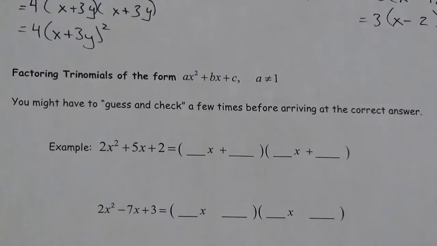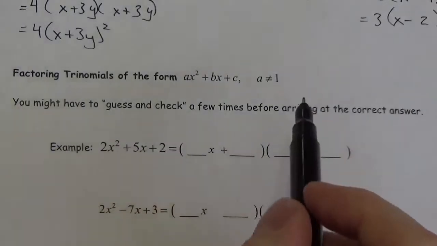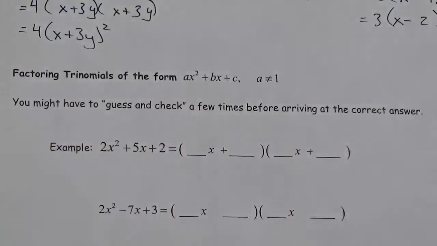Okay, so for this next section here, we're going to factor trinomials of the same form as what we really just did, but this time we're going to do these where a isn't equal to 1. And the method being suggested here is guess and check, and quite honestly, I think this is probably one of the faster methods you can use here.